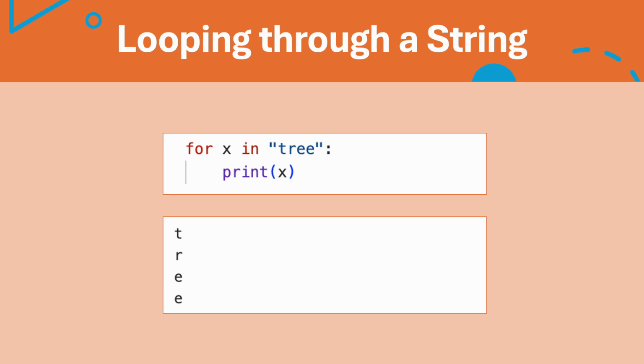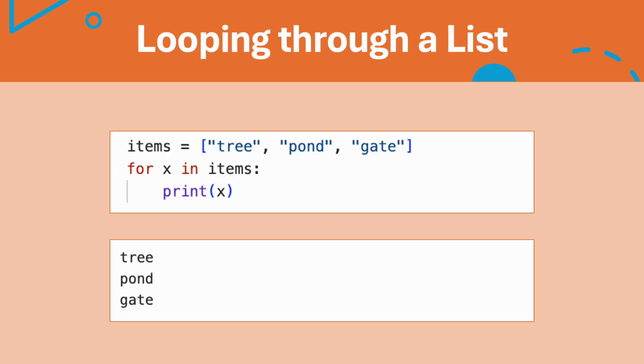Now, let's take a look at what would happen if we looped through a list. In this example, we first initialize a list of objects in square brackets, with each item separated by a comma, assigning the list to the variable items, to which we then apply a for loop to iterate through the list and print each item. Here, the output tree, pond, gate is returned.